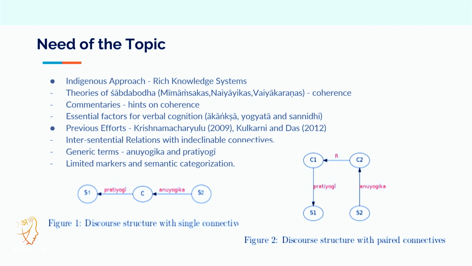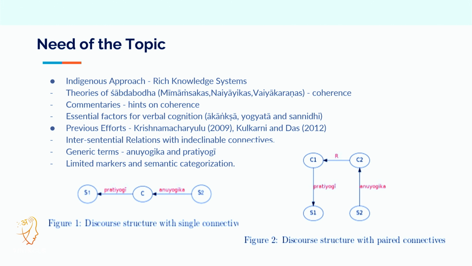So the basis of this work was led by Ramakrishnamacharyulu in 2009 and Kulkarni and Das in 2012. They listed a few intersentential relations using indeclinables as connectives. We can see in these two figures that sentence 1 and sentence 2 are our two entities, and connector 1 and 2 connect these two sentences. The generic terms such as anuyogi, meaning having a counterpart, and pratiyogi, meaning having a counterpart, were used for that, and the relation R shows a relation between connector 1 and 2.